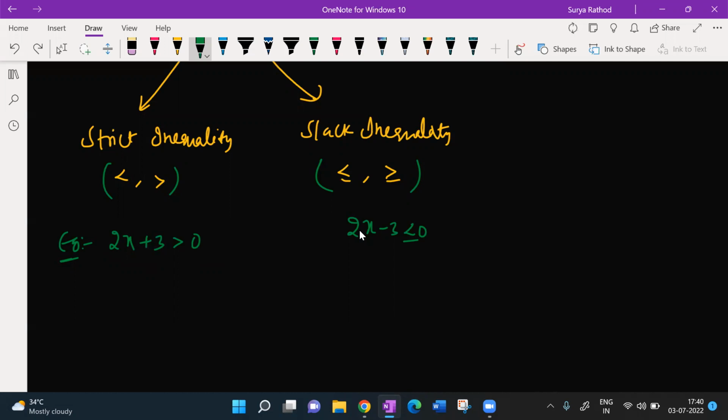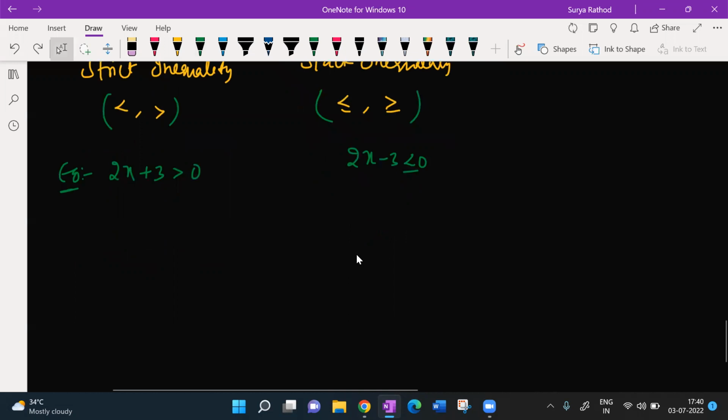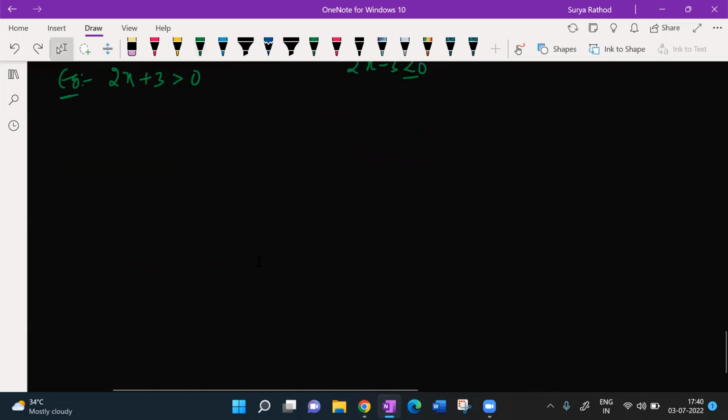Okay, people. Now look at this here. You understood, right? What is the difference between slack and strict inequality? What is close bracket, open bracket, flower bracket? I also call them curly braces. Understood my point?